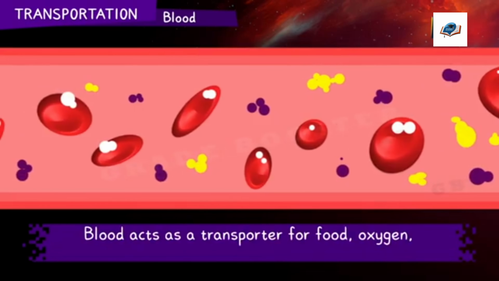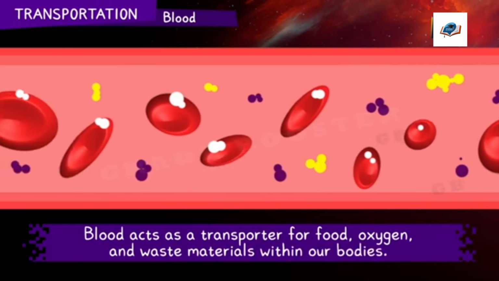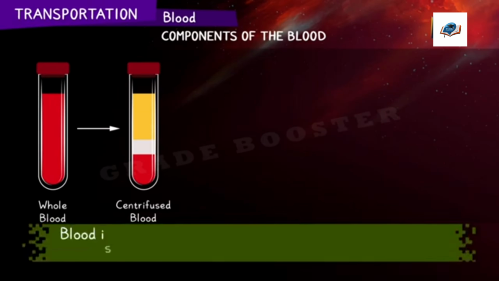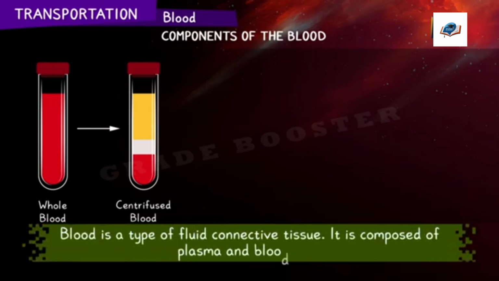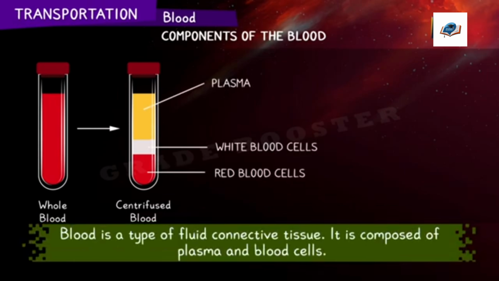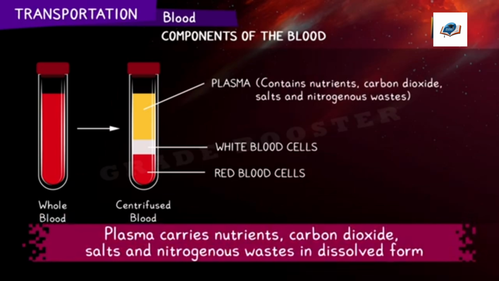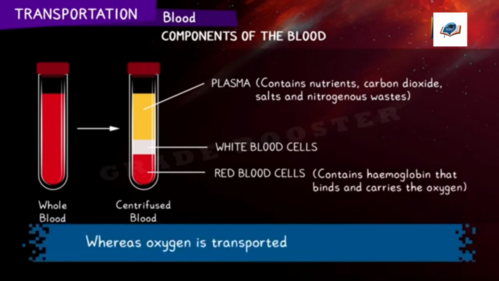Blood acts as a transporter of food, oxygen, and waste materials within our bodies. Blood is a type of fluid connective tissue. It is composed of plasma and blood cells. Plasma carries nutrients, carbon dioxide, salts, and nitrogenous wastes in dissolved form, whereas oxygen is transported by red blood cells.